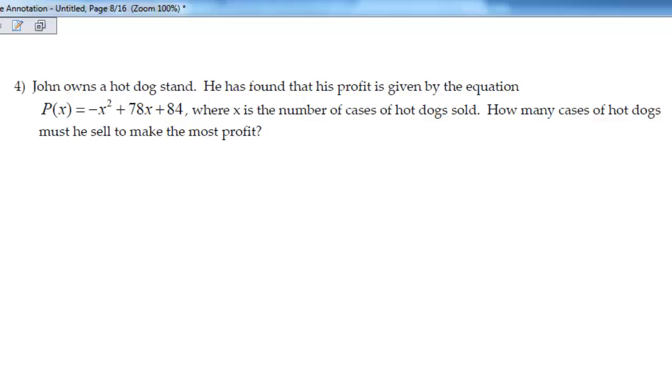Okay, so when we look at this equation for profit, what we note about it is that the highest degree term here is x squared, and that makes it a parabola, which is something that we've talked about. Okay, and so we know a parabola has either its maximum or minimum point at the vertex.